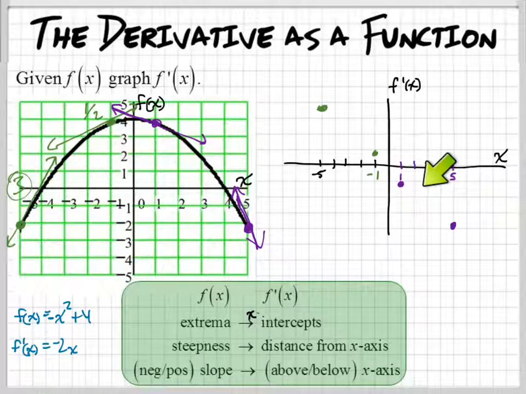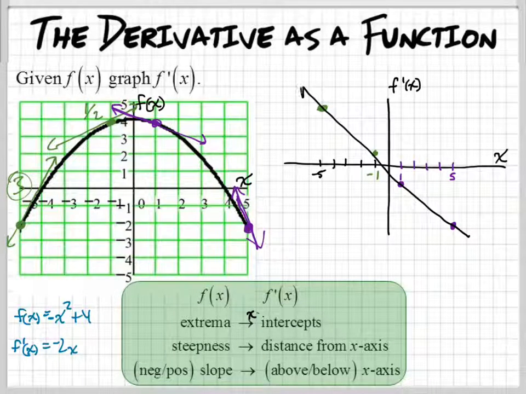This line right here could be that line, right? It doesn't have to be exact. This is a rough sketch. So here's the graph of my f prime function.